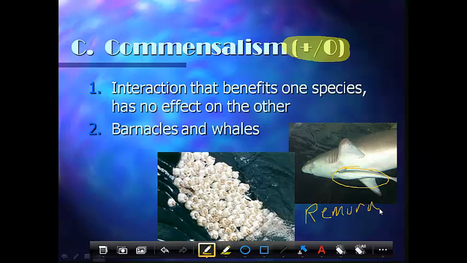It's just stuck there. It's not affecting it. The shark doesn't try to eat it or anything. So that is the neutral species. The shark doesn't benefit or get hurt in this relationship. But the remora is able to paddle around with the shark, get a free ride, and then pick up any scraps that are left behind after the shark feeds.